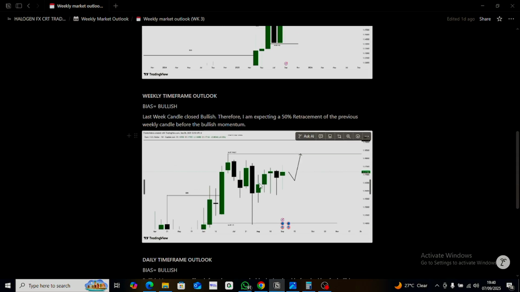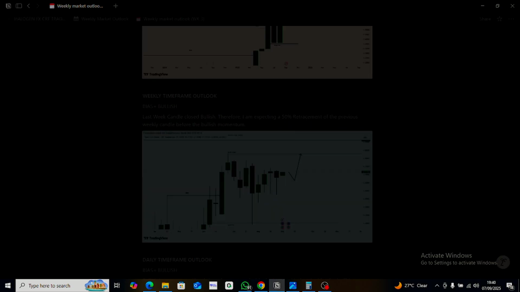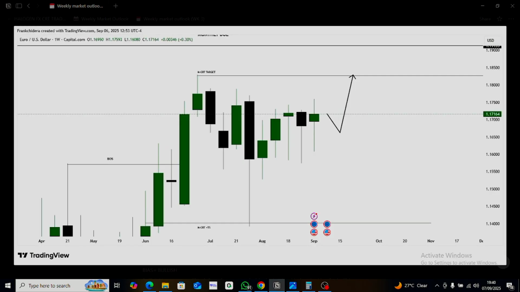Then going on to the weekly time frame, you can see buyers still remain the same, which is bullish. Like I said here, last week candle closed bullish. Therefore, I'm expecting a 50% retracement of the previous weekly candle before the bullish momentum. If I expand it, this was last week candle, this was last 2 weeks candle. You can see there was a total soup, and last week has now taken out the CRT of the last 2 weeks candle.